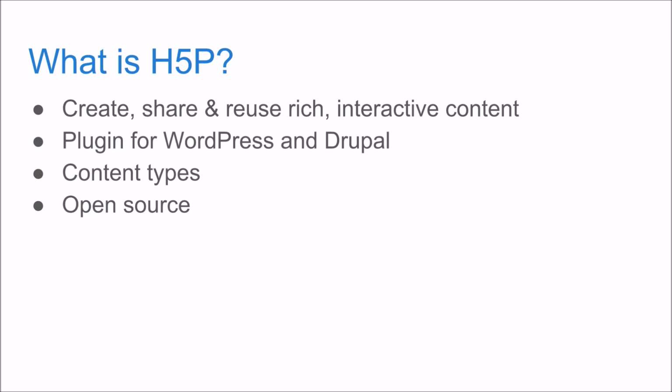So H5P works in that way that you can create content based on various content templates, and these templates are made to fit various use cases. We call these templates content types, and you can find all of them at the examples and downloads page on h5p.org. And of course, we'll be going through the two most popular content types today, which are the interactive video content type and the course presentation content type.